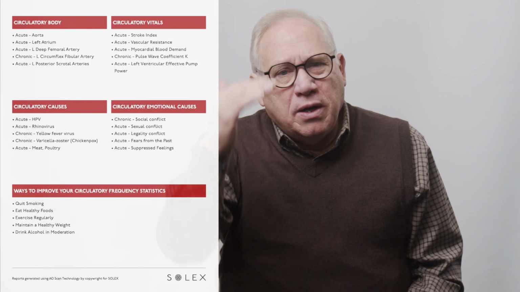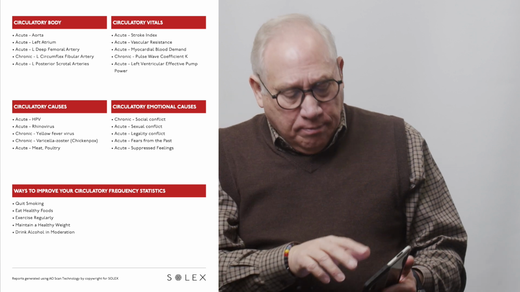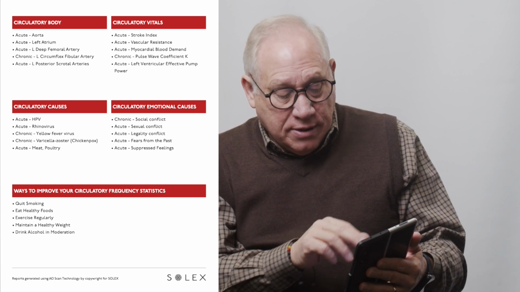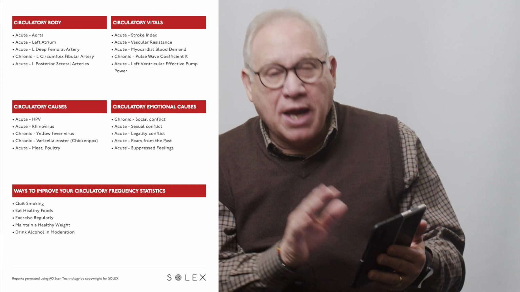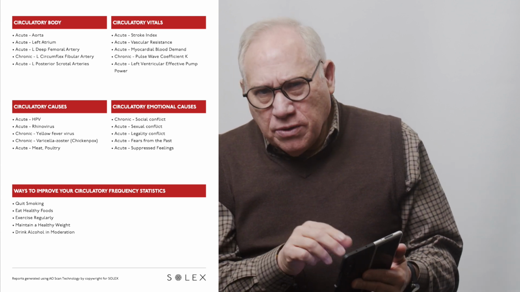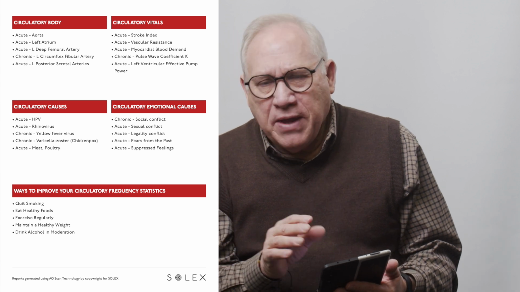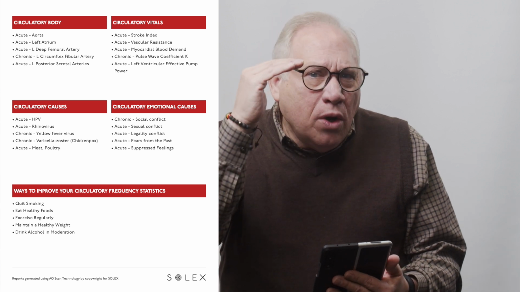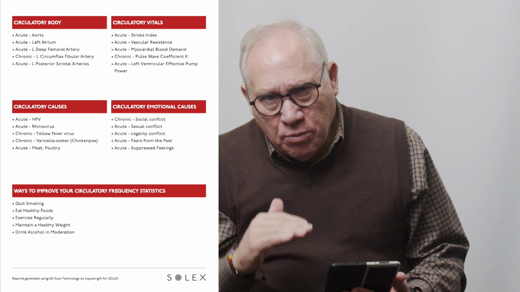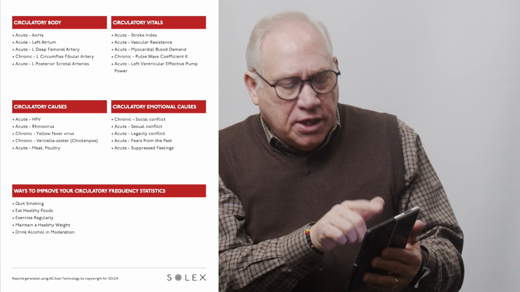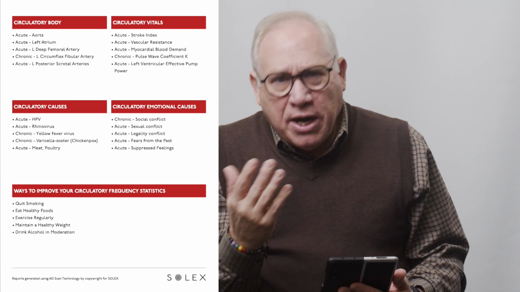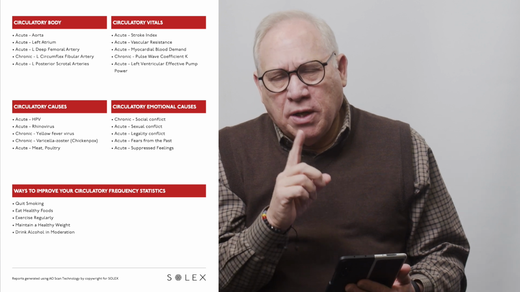The next page is what you had before in the Excel format, but with, and as you can see on the screen, circulatory body, circulatory vitals, circulatory causes, emotional causes, and ways to improve. And it will tell you on each one of those items whether it's an acute or a chronic issue. And the thing that's important to remember when you read these reports, the top one is the one that is the highest priority. The bottom one is the lowest. So remember, not only are you seeing acute and chronic, you're seeing it in list or in order of priority. The one that you need to pay the most attention to would always be the one on the top.